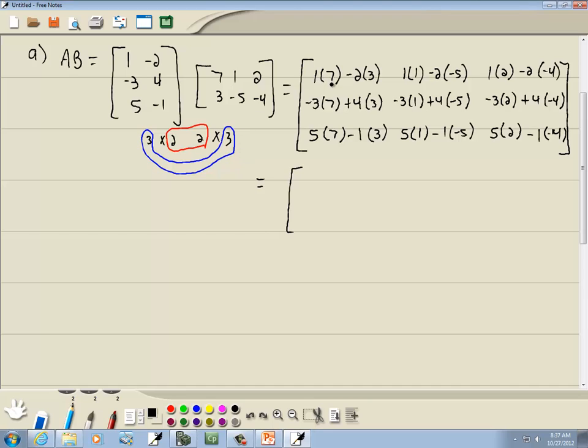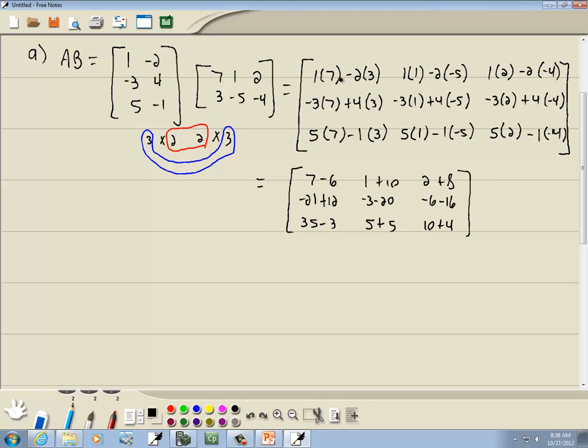Okay, 1 times 7 is 7 minus 2 times 3. That's 7 minus 6. This one's 1 plus 10, 2 plus 8. I'm just going across here. Negative 21 plus 12. Negative 3 minus 20. Negative 6 minus 16. 35 minus 3. 5 plus 5. 10 plus 4.